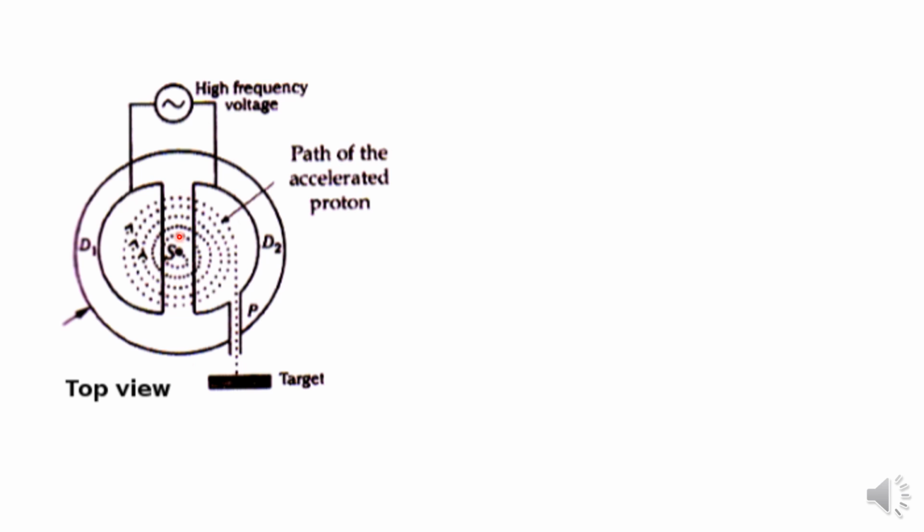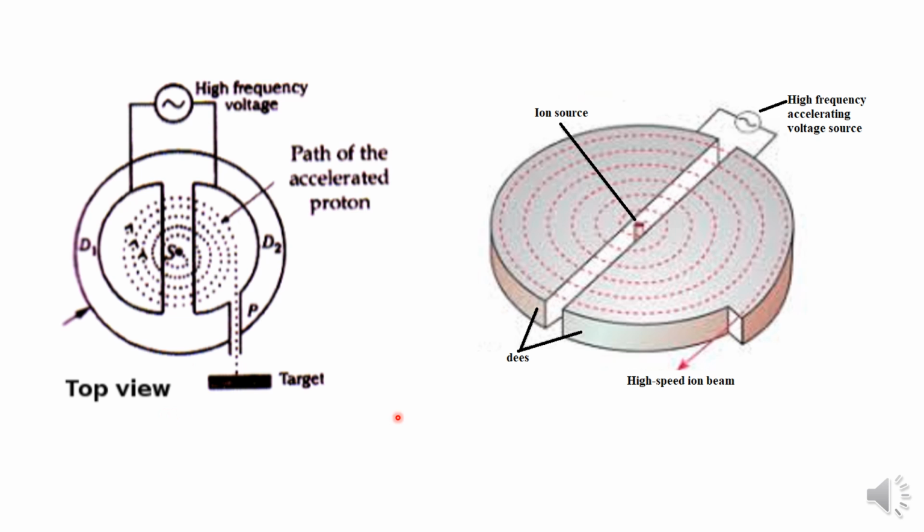of the gap. Okay, and after the particle gets sufficient energy, then it is removed from this chamber and made to strike the target. Now this is the top view of a cyclotron. So this is another picture which represents the top view of a cyclotron.